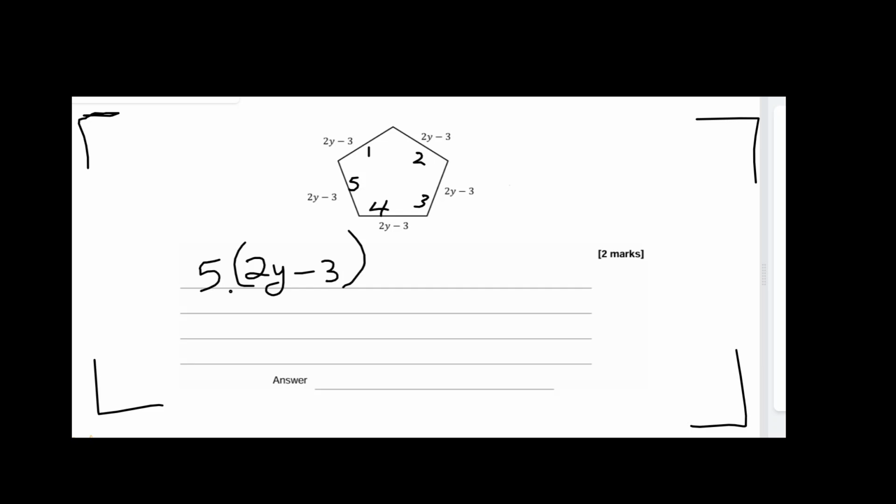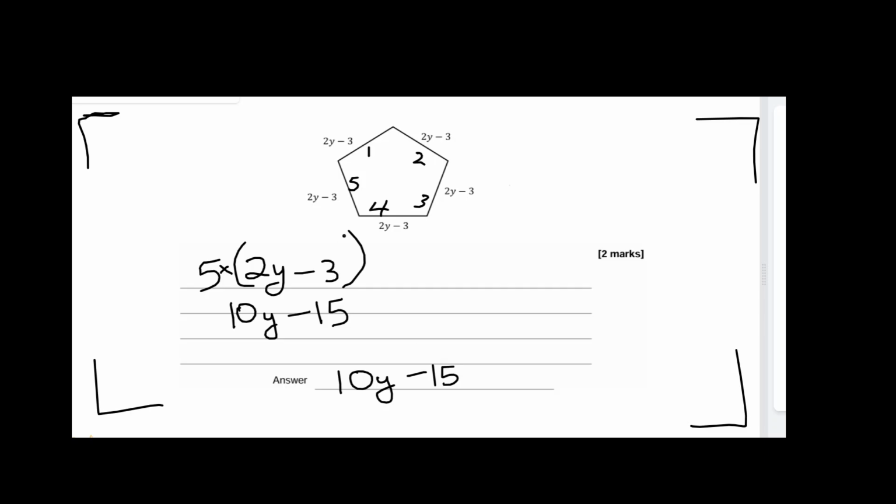If you have 5 lots of the same thing, you use a bracket to indicate that. And then the next thing is to expand your bracket: 5 times whatever is in the bracket. So 5 times 2y is 10y, and 5 times minus 3 is minus 15. So our final answer will be 10y minus 15.